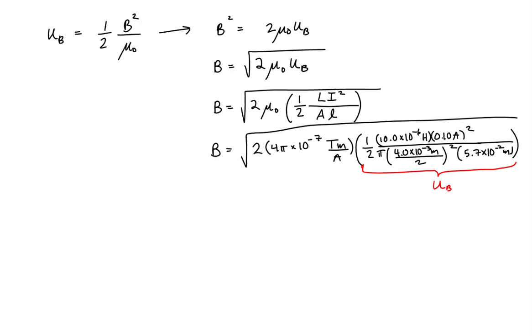Now, I do recognize that this is exactly what we've had before, and if we wanted to, from here, we could do some simplifications. After doing a unit check and then plugging this into my calculator, I get that the magnitude of the magnetic field within this inductor is equal to 4.2 times 10 to the minus 4 teslas.